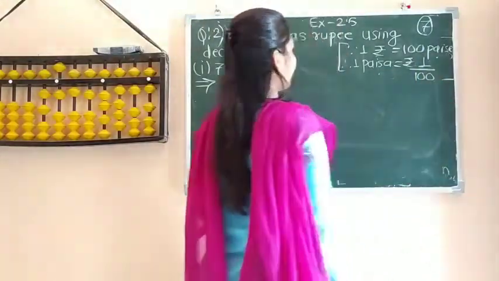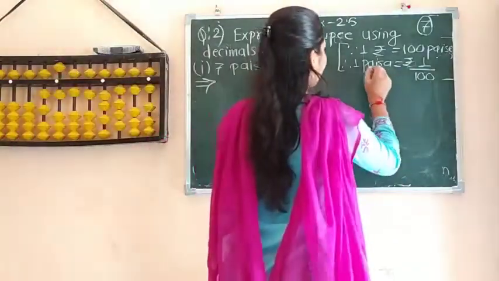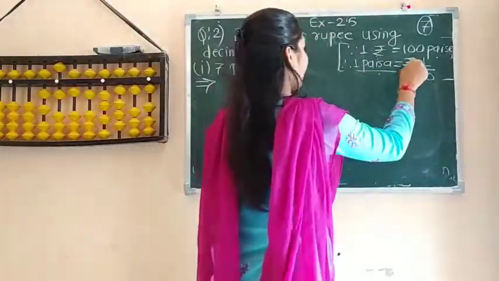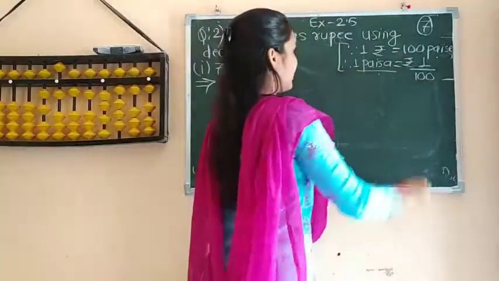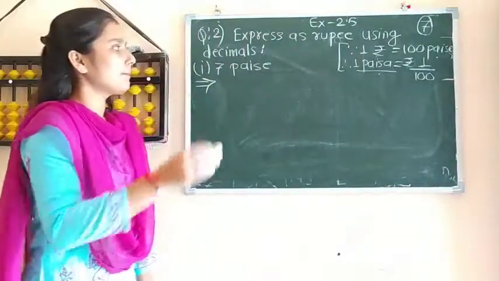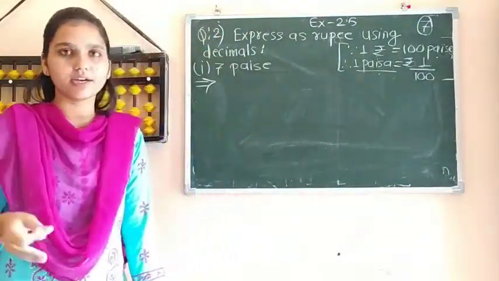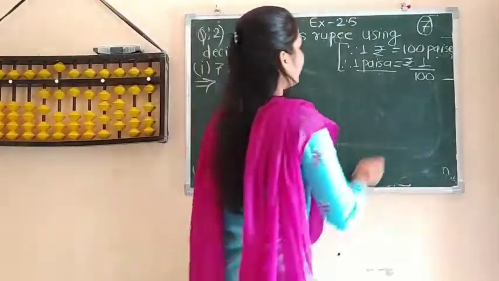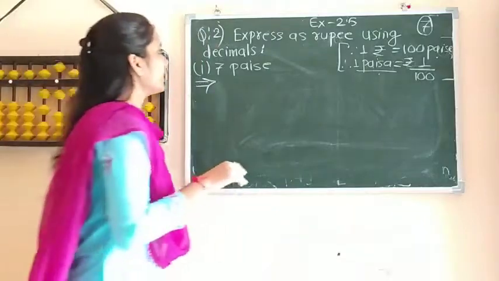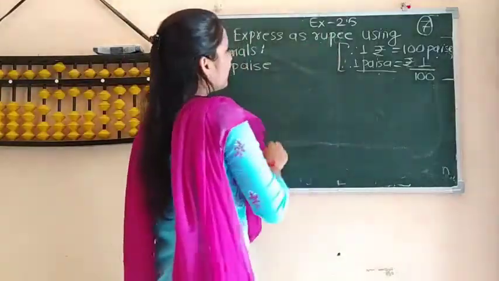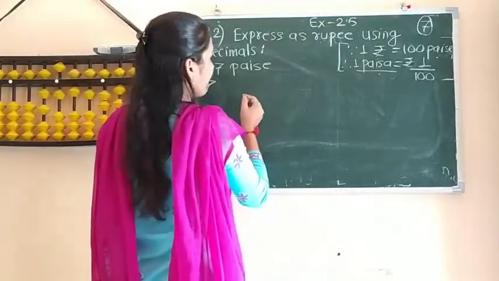1 upon 100. So from this you can understand that whenever you have to convert paisa into rupees, you have to divide the number by 100. Whenever you are going to convert paise into rupees, you have to divide by 100. And when you have to convert rupees into paise, you have to multiply by 100. So you have to convert here in rupee, so paise divided by 100.